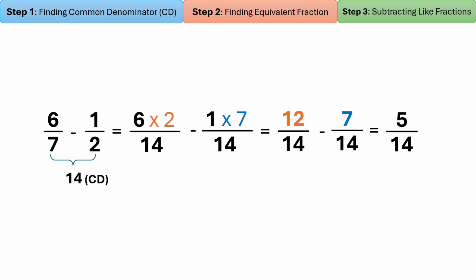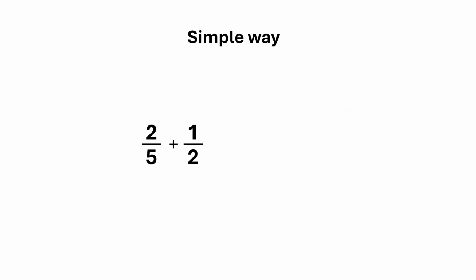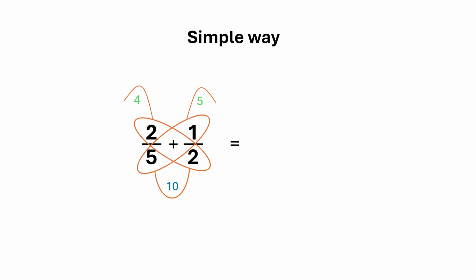If you understand the rules well, here's a shortcut. Let's add 2/5 plus 1/2 using the butterfly method. Multiply the denominators. 5 times 2 equals 10. Cross multiply. 2 times 2 equals 4. 1 times 5 equals 5. Add the cross products. 4 plus 5 equals 9. The answer is 9/10.